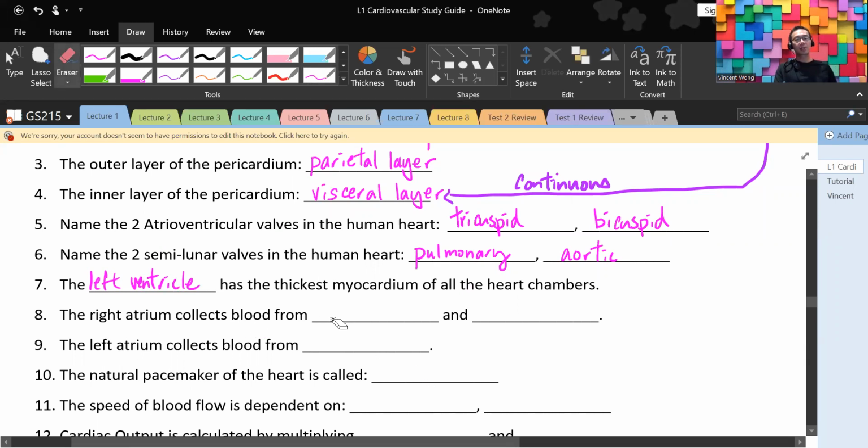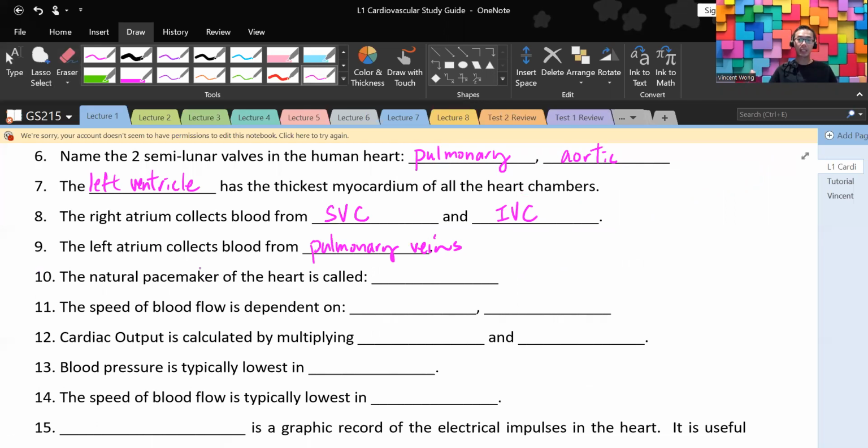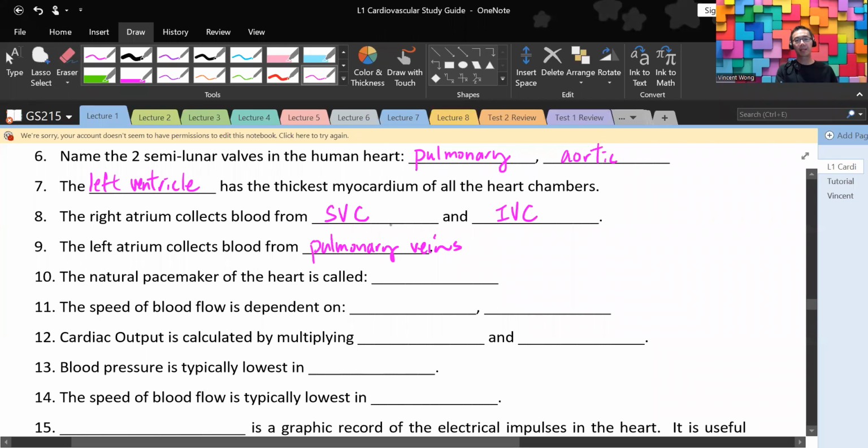The right atrium collects blood from the superior vena cava and the inferior vena cava, whereas the left atrium will collect it from the pulmonary vein. Natural pacemaker of the heart. Again, the pacemaker is a cluster of cells that will rhythmically send out electrical signals that would determine how fast your heart beats. So that is the sinoatrial node or the SA node. Thank you, Donna.